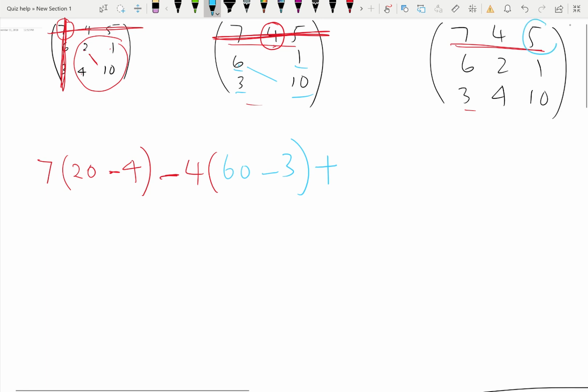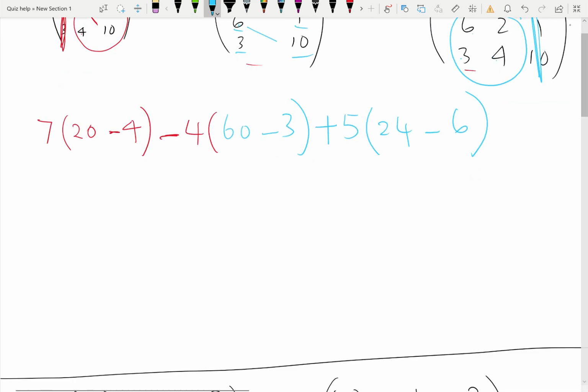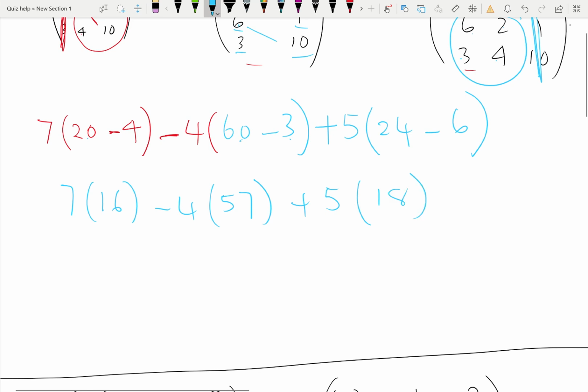Now go to the third element, which is 5. 5 times, delete the column that 5 is in, delete the row that 5 is in. So now you are left with this. 6 times 4 is 24, minus 3 times 2 is 6. Okay, so now we can find the determinant. Well, this is 7 times 20 minus 4 is 16, minus 4 times 60 minus 3 is 57. So you can see I always finish off what happens inside the parentheses. 24 minus 6 is 18. Now I'm not going to simplify this. Of course you can simplify it, okay?